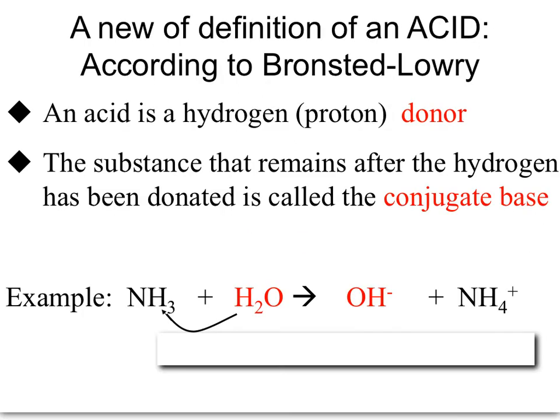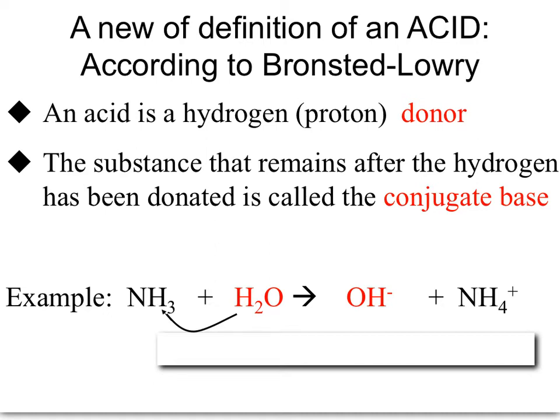There is another definition of an acid and a base. According to Bronsted-Lowry, an acid is a hydrogen or a proton donor, and the substance that remains after the hydrogen has been donated is called the conjugate base. Let's take a look at the example below.